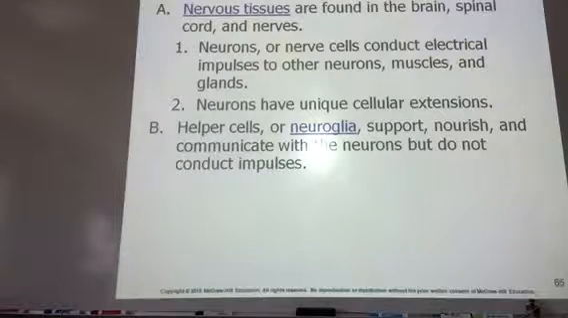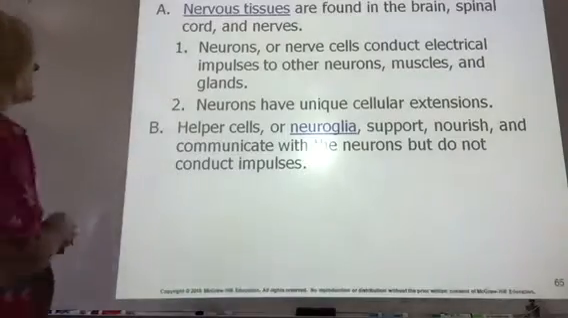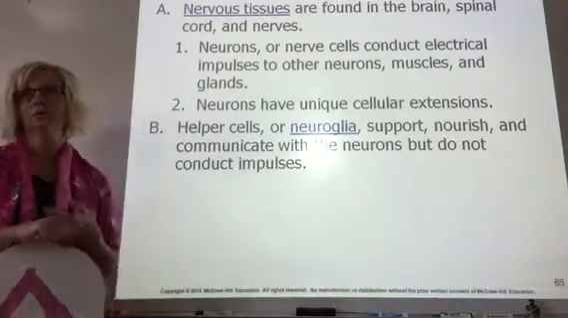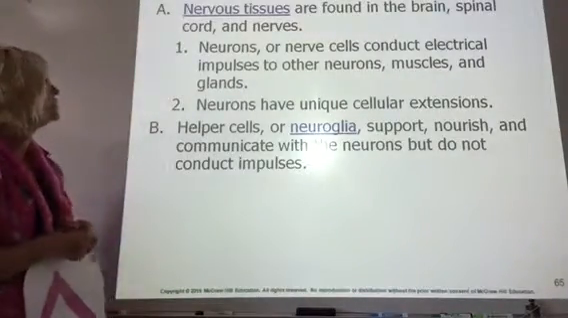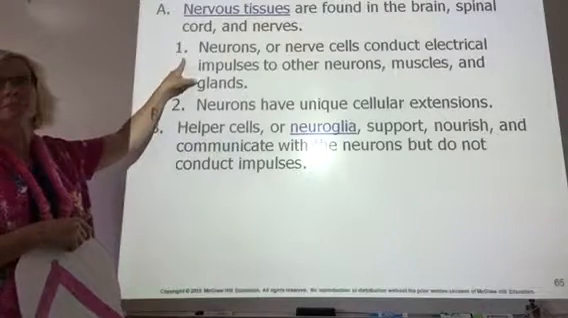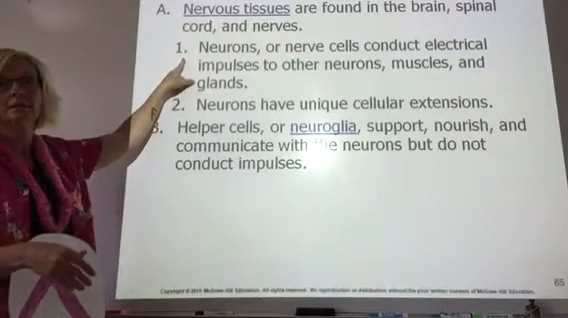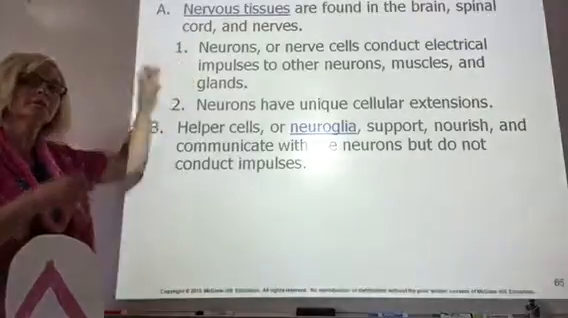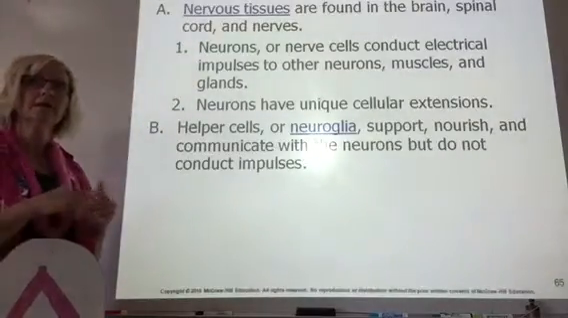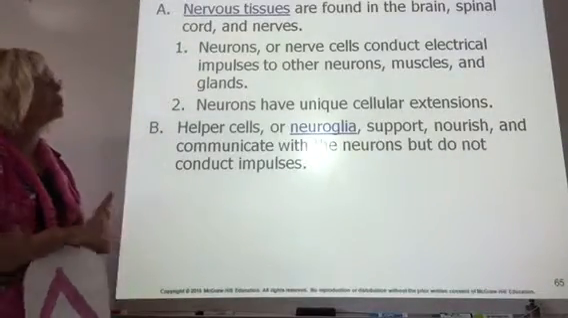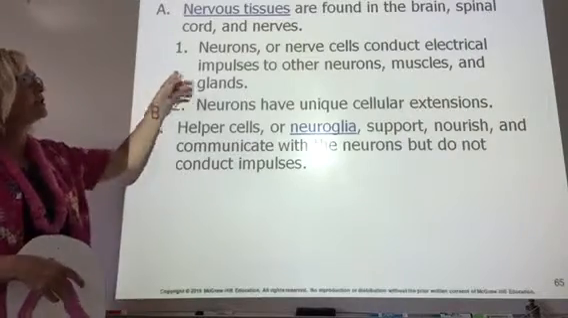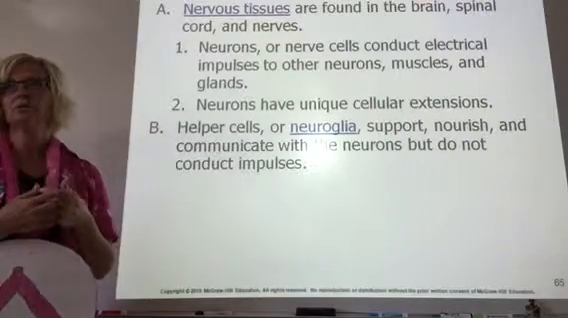And then if we look at nervous tissue, it's specifically found in the brain, spinal cord, and nerves. Neurons are the name for nerve cells. So a muscle fiber is a muscle cell. A neuron is a nerve cell. And their job is to conduct electrical impulses.